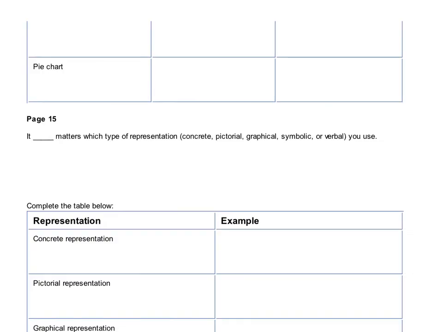Next page. We have pie charts. Okay, pie charts are circle graphs where you have slices cut out. And those are great for comparing parts to wholes. They're really great for percents. That's what we usually use them for, is anything with percentages.